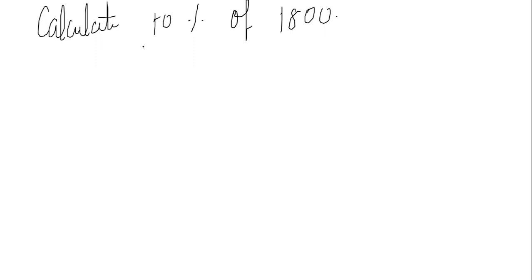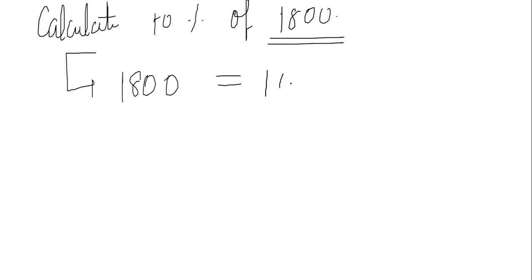Always remember, of whichever value you are calculating the percentage, consider that value to be 100%. It means 1800 is equal to 100%. Always remember this: of whichever thing, whichever amount of money, whichever object is given to you, if you are calculating the percentage of that given value, let us consider that to be 100%. So 1800 is equal to 100%.